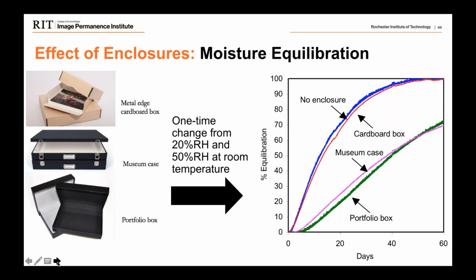So this was an experiment that looked at the same types of enclosures and did a one-time change from 20% relative humidity to 50% relative humidity. And you can see that at least in the case of two of the boxes, they did a good job of slowing that moisture equilibration.